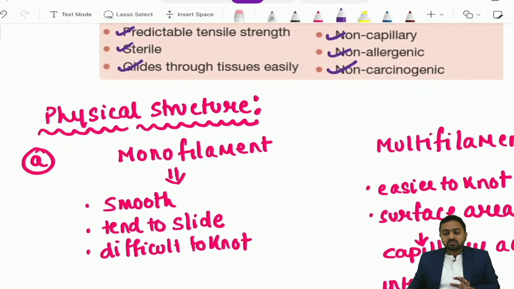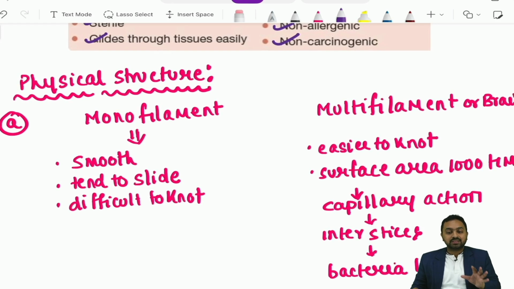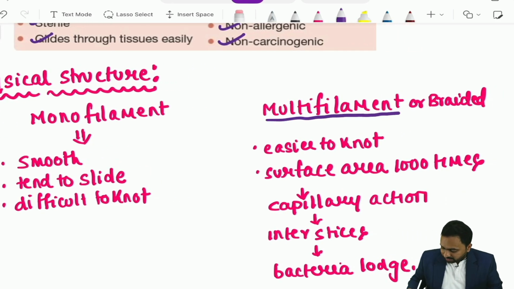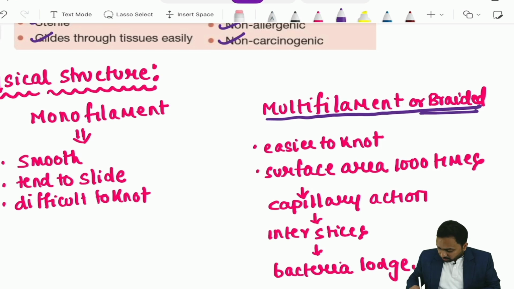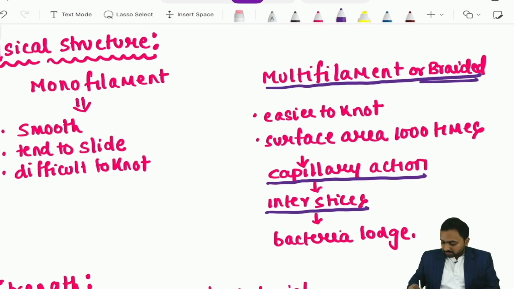Now on the basis of physical structure, monofilament sutures are those which are smooth, tend to slide, and are difficult to knot. On the other hand, you have multifilament or braided sutures, which are easier to knot, but they have a surface area approximately 1000 times more, as a result of which, because of the capillary action, the interstices cause bacteria to lodge.